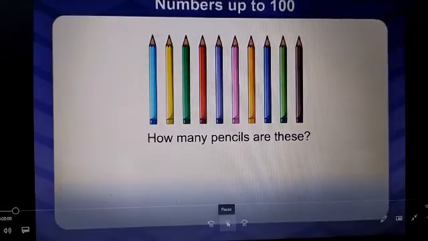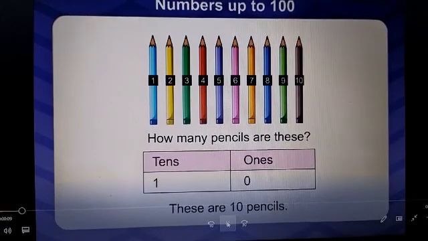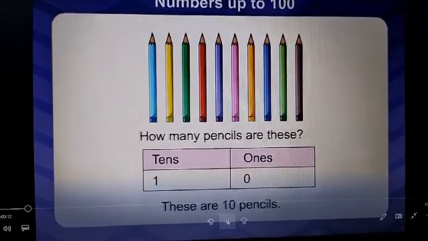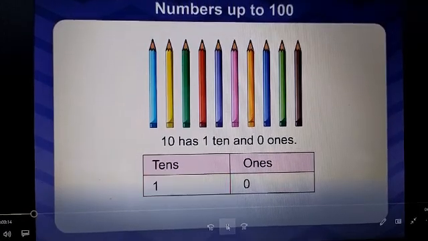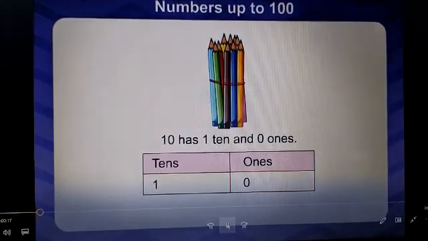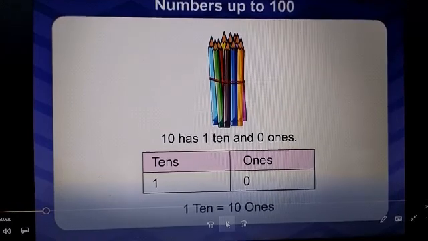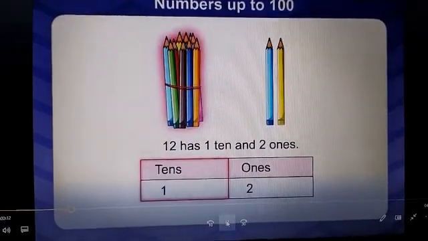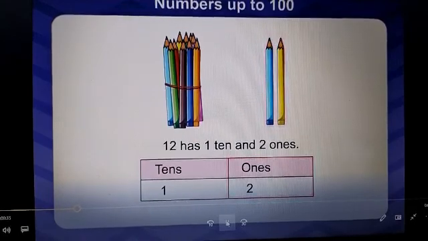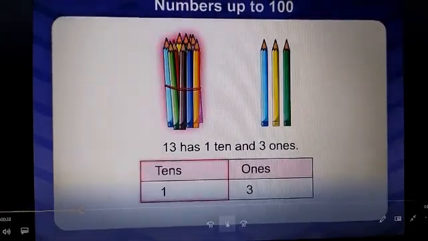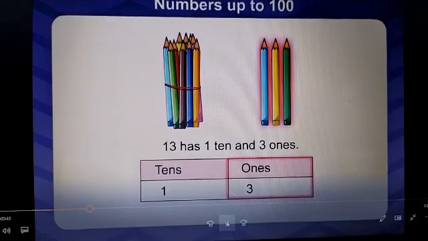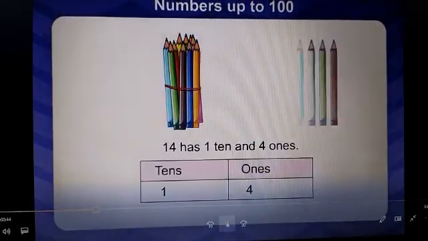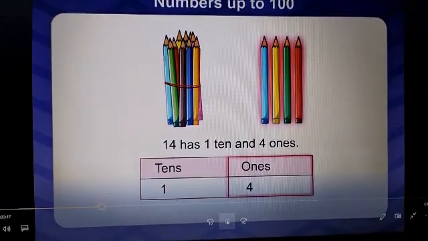How many pencils are these? These are 10 pencils. 10 has 1 ten and 0 ones. 1 ten is equal to 10 ones. 11 has 1 ten and 1 one. 12 has 1 ten and 2 ones. 13 has 1 ten and 3 ones. 14 has 1 ten and 4 ones.